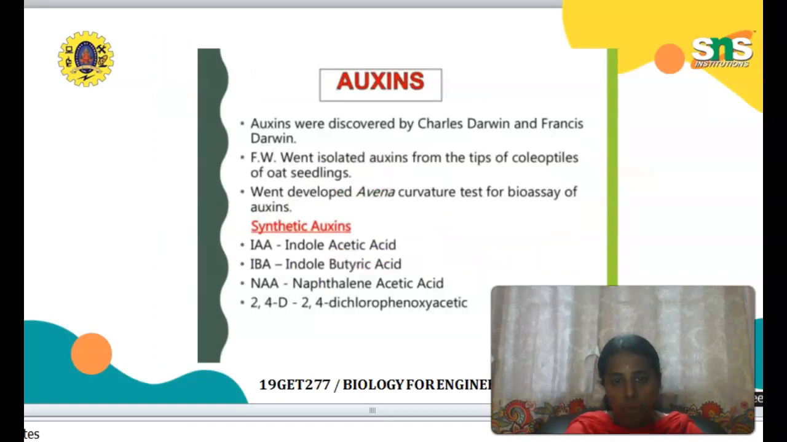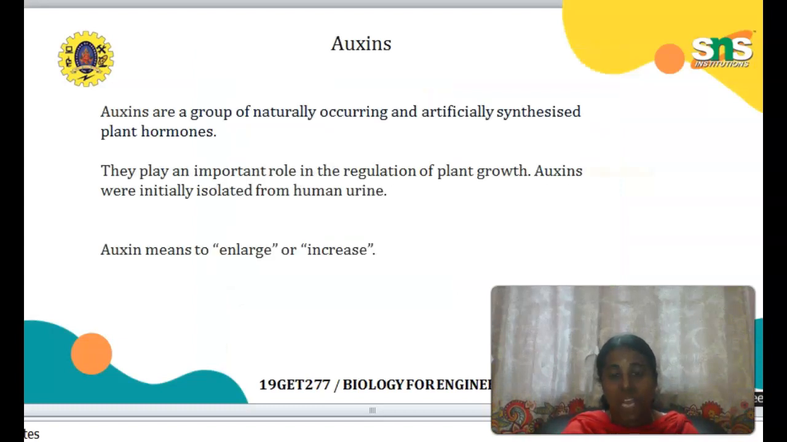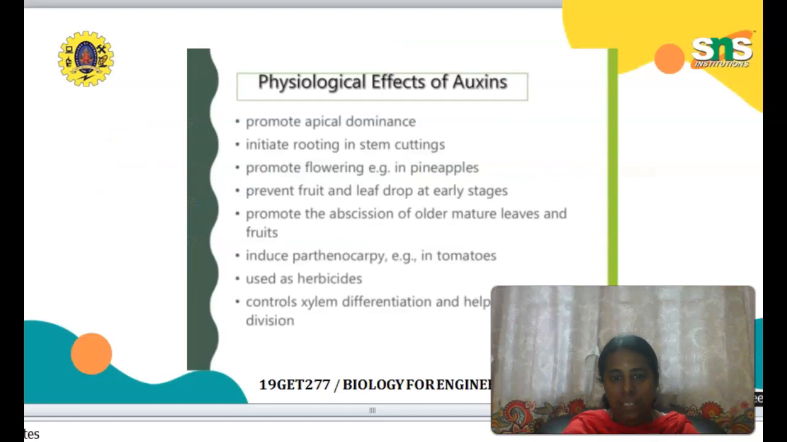Let us see what are auxins. Auxins were discovered by Charles Darwin and Francis Darwin. F.W. Went isolated them from the tips of coleoptiles of oat seedlings, when he developed the Avena curvature test for bioassay of auxins. Auxins are a group of naturally occurring and artificially synthesized hormones. They play an important role in the regulation of plant growth. Auxins were initially isolated from human urine. Auxin means to enlarge or increase.